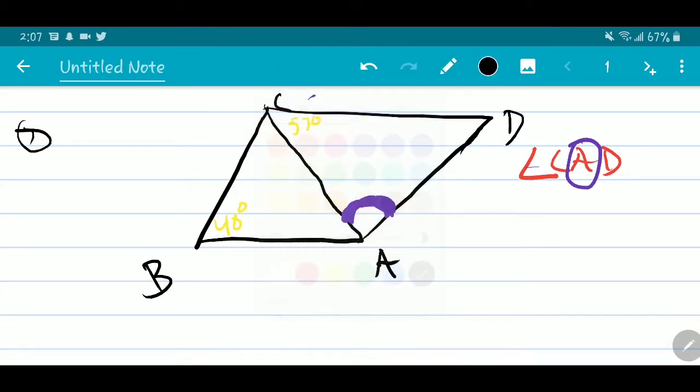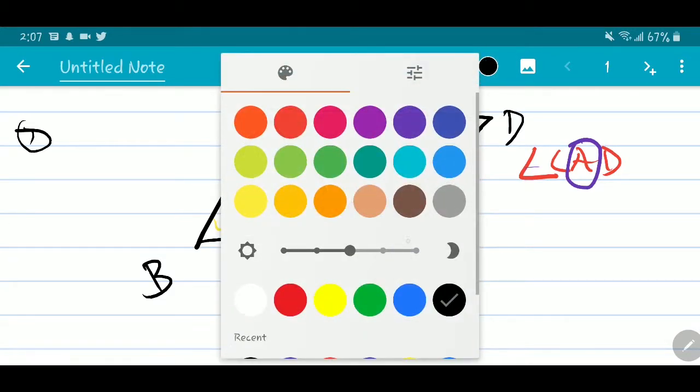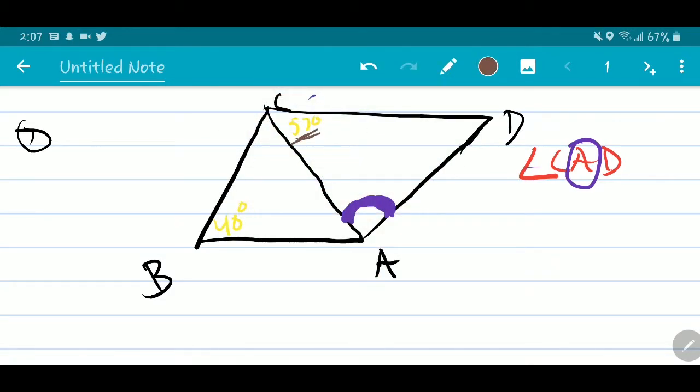Okay, so there's a couple rules that you need to know. First of all, this is 57 over here. So the opposite angle has to be 57 right here. It's just one of the rules that you must know for this test.